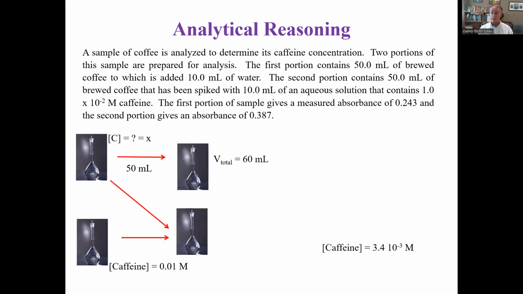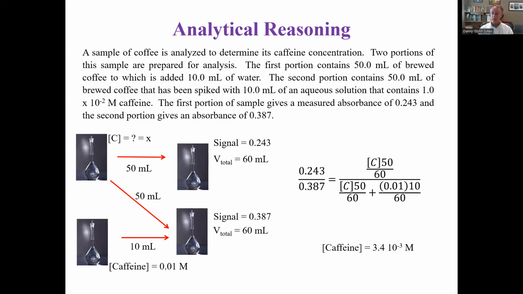Another one: a sample of coffee is analyzed to determine caffeine concentration. So this is the workflow. Again, we have an initial dilution step here, where we've taken 50 mLs of it and diluted it into a total of 60 mLs and put that 60 mL diluted solution into the instrument. Again, the same setup, and this is the concentration that we obtain.